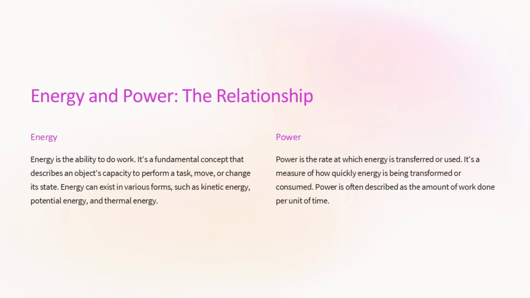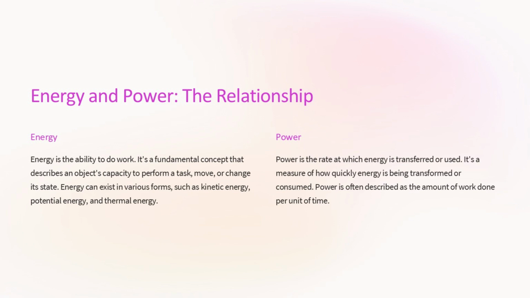Energy is the ability to do work, and it can take many different forms like kinetic, potential, and thermal energy. Power is the rate at which energy is transferred or used. It's a measure of how quickly energy is being transformed or consumed. The key relationship between energy and power is that power is the amount of work done per unit of time. So energy describes an object's capacity to perform a task, while power tells us how quickly that energy is being used.